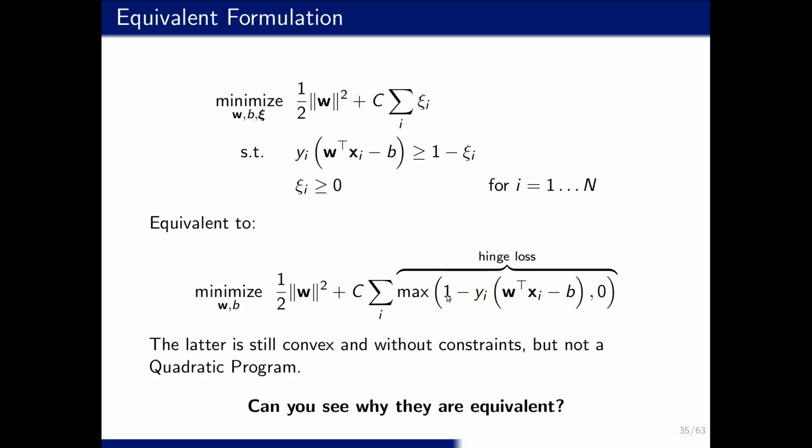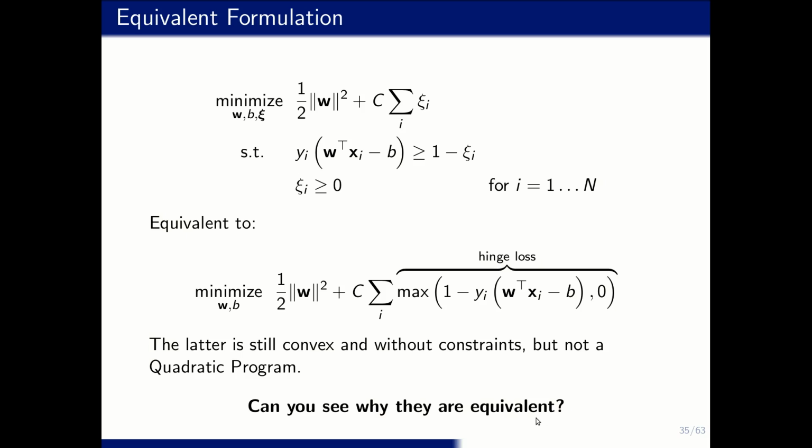If this function is smaller than 0, then the maximum picks 0, and therefore we clip at 0. If this is larger than 0, then the maximum will pick this. So this essentially introduces a hinge, and this is often called a hinge loss. Now I claim these two optimization problems are equivalent. They are essentially the same. And I want to ask you, can you see why they're equivalent?